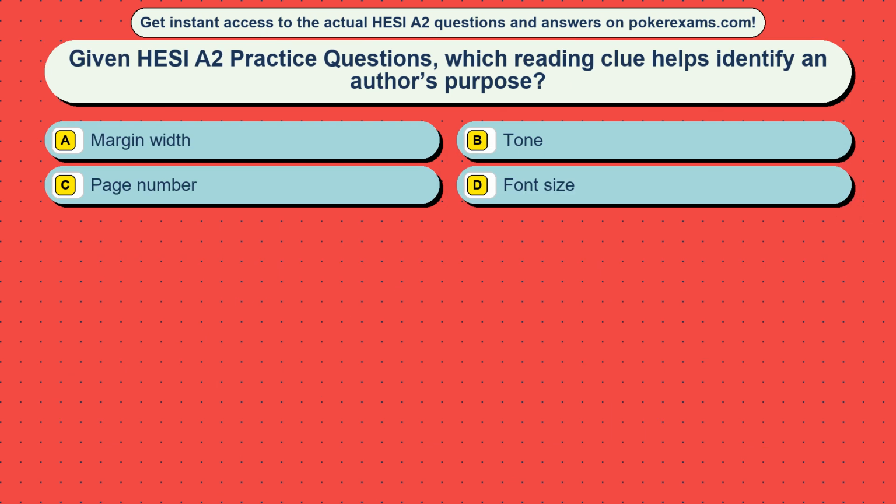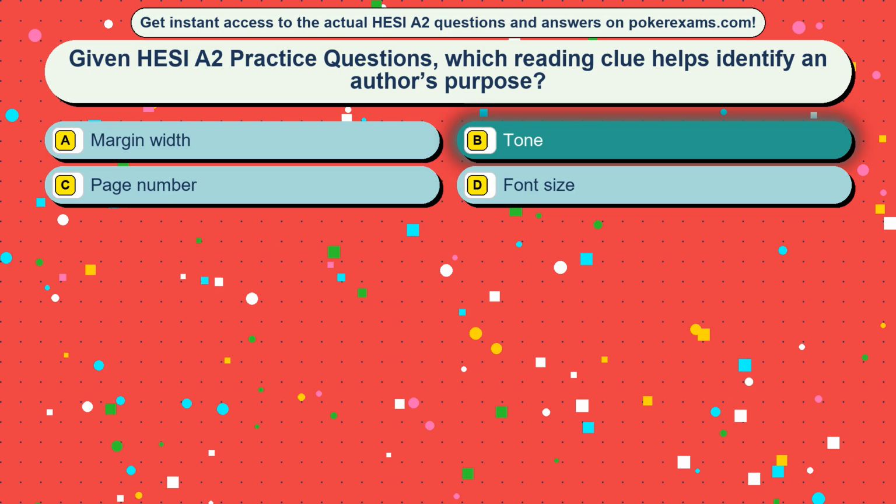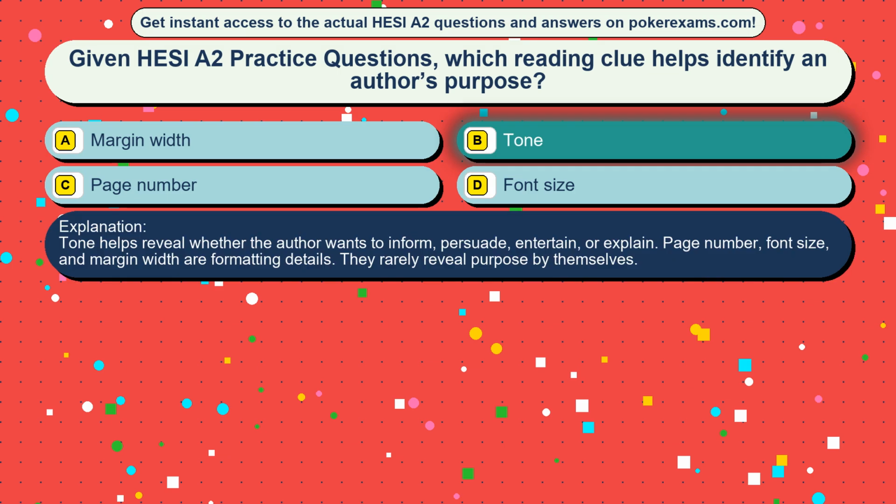Question 48. In HESI A2 practice questions, which reading clue helps identify an author's purpose? Option A, margin width. Option B, tone. Option C, page number. Option D, font size. The correct answer is option B, tone. Tone helps reveal whether the author wants to inform, persuade, entertain, or explain. Page number, font size, and margin width are formatting details. They rarely reveal purpose by themselves.